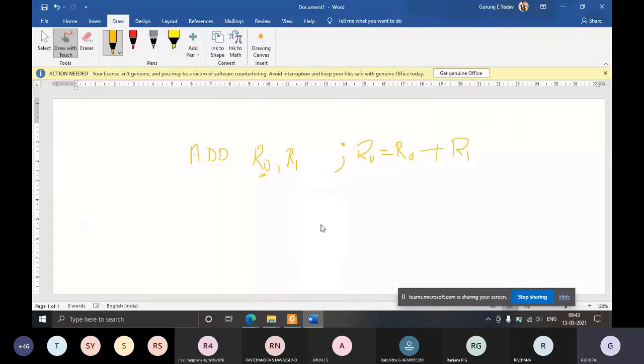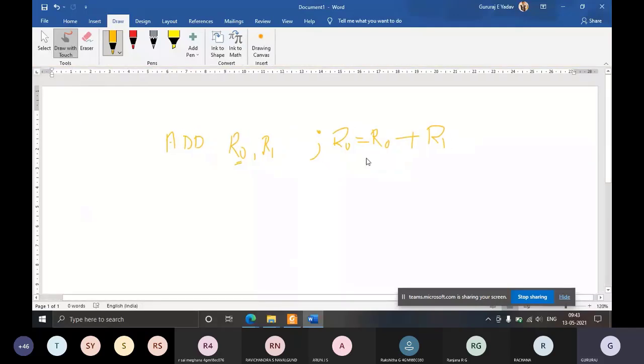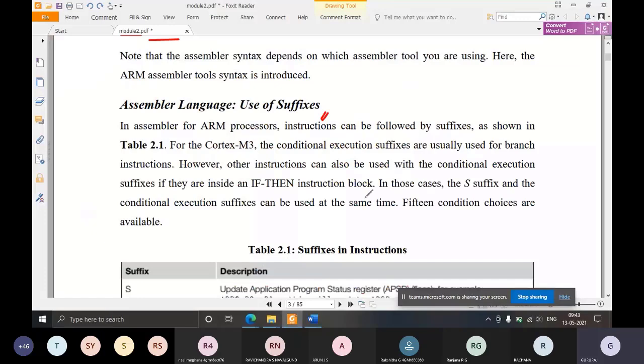See, the instructions are very important because in examination, some instructions will be given. So they will ask you for the output. So what is the output after execution of these instructions? You have to write the output. Okay, so it can be asked for 4 to 5 marks. Don't neglect the instructions.